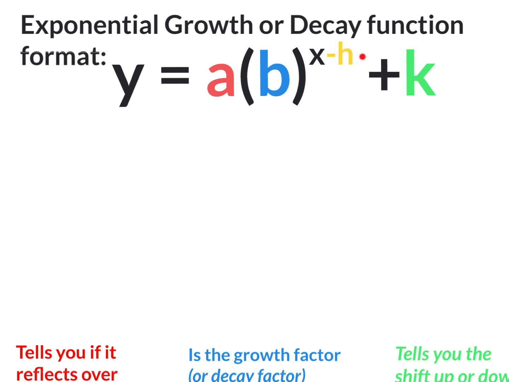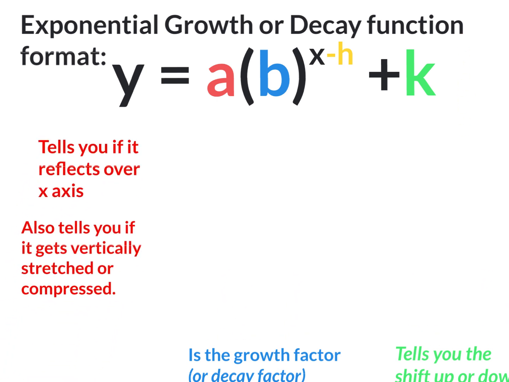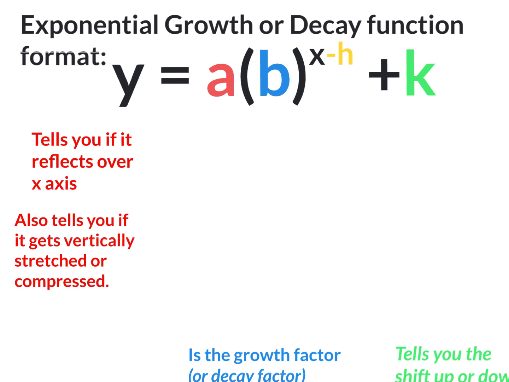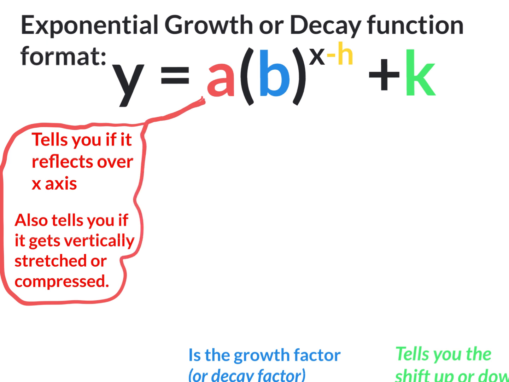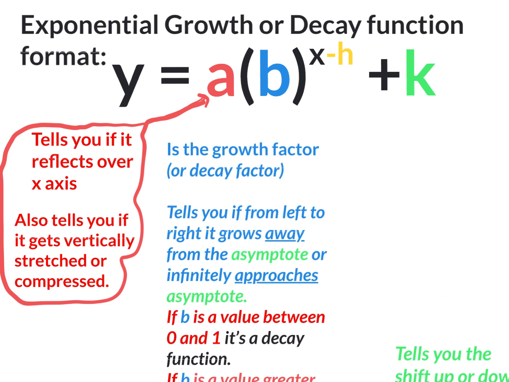The h and k are simply shifts, right? You shift h units either left or right, but you think opposite on h, and the k is your asymptote, which is ultimately your shift up and down. So let's jot down some notes here. The a value tells you if it reflects over the x-axis and if it gets vertically stretched or compressed. Now, you may not have different colored pens or pencils, so you may have to just circle this info that talks about a, and then you can move on to the b value.